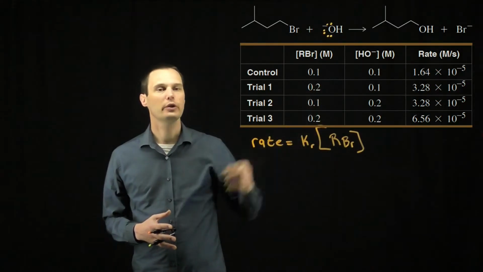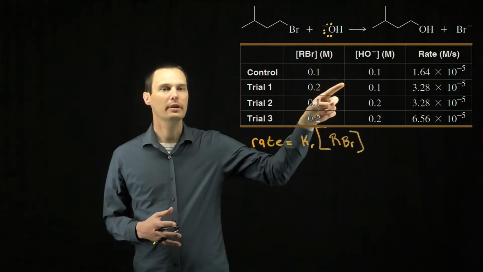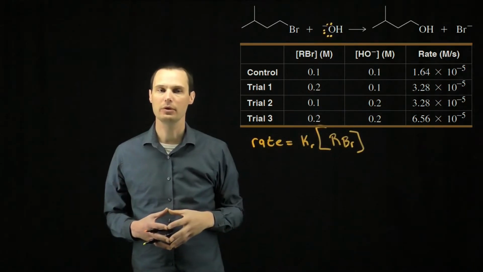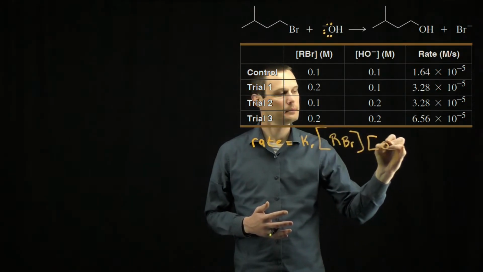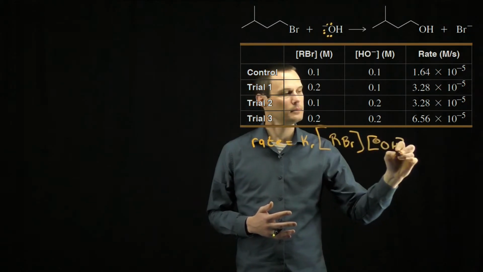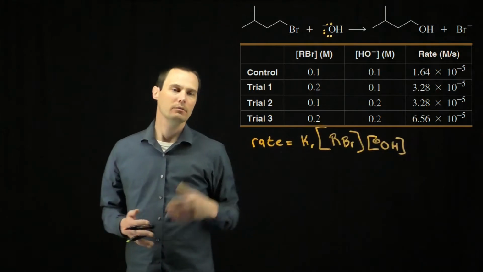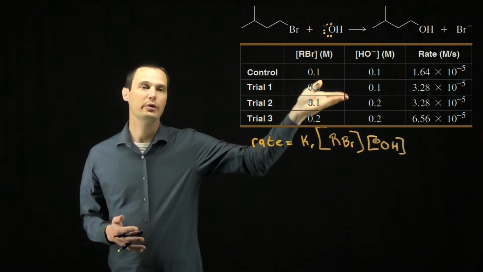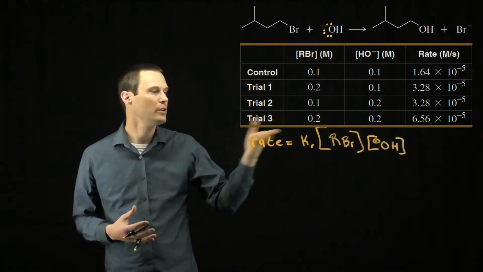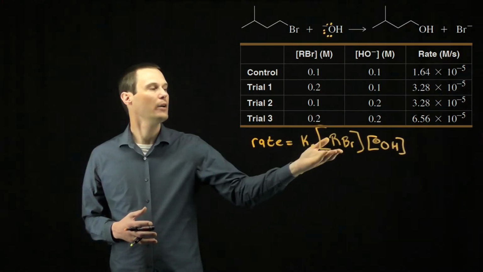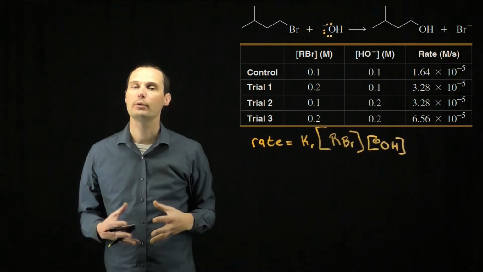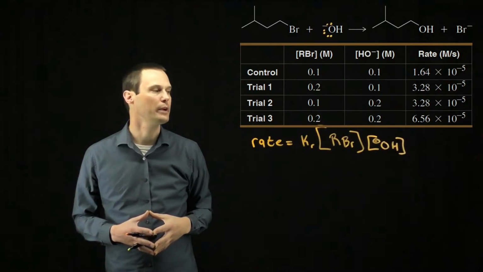As I look at the concentration of OH minus, hydroxide, as I double the concentration of OH minus, the rate also doubles. That tells me OH minus is also present in this rate law. And to fill out the table, as we double the concentration of both, the rate quadruples, and so that tells me that both molecules are present in the rate determining step. Both the alkyl halide and the hydroxide molecule are present in the rate determining step for this particular reaction.